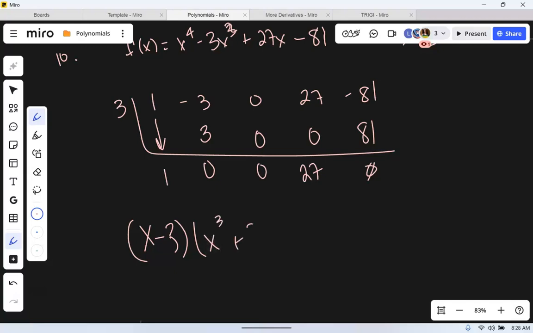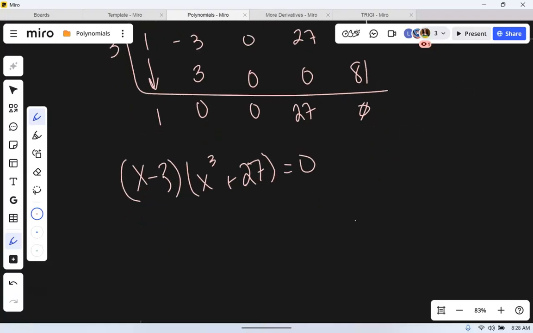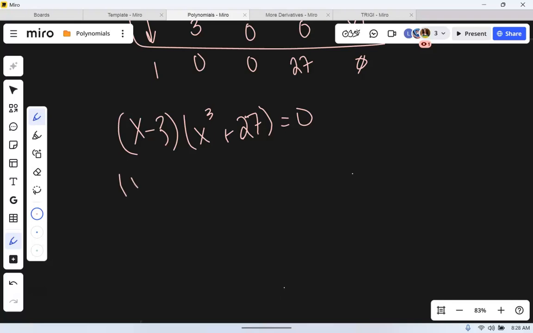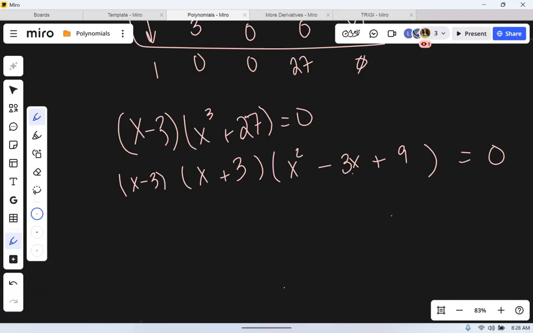X cubed plus 27. What do you notice? They're both perfect cubes. This is a sum of cubes. This is a little parenthesis, big parenthesis. I know, I'm sorry. So I got x minus 3. I got little parenthesis, big parenthesis. Tell me the signs. Same, change, plus. X and 3. And then use that to set up your second parenthesis. X squared, 3x. Even if you got this far, you might have still gotten stopped because these are easy.